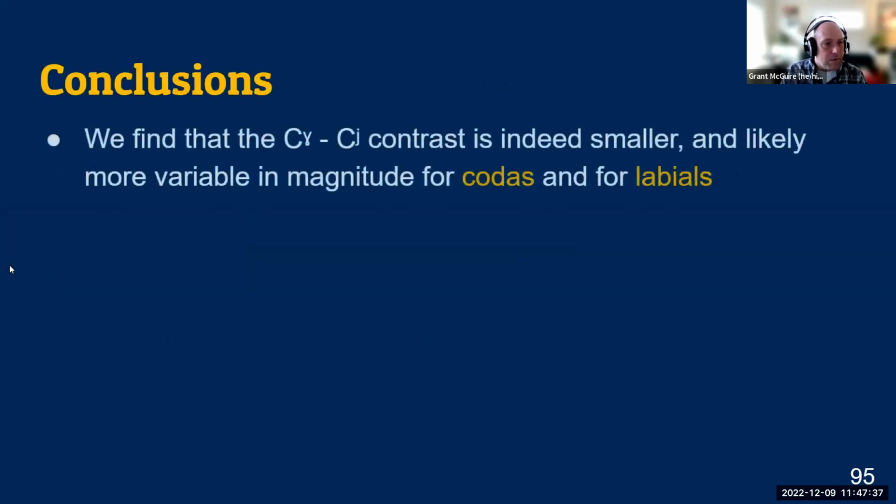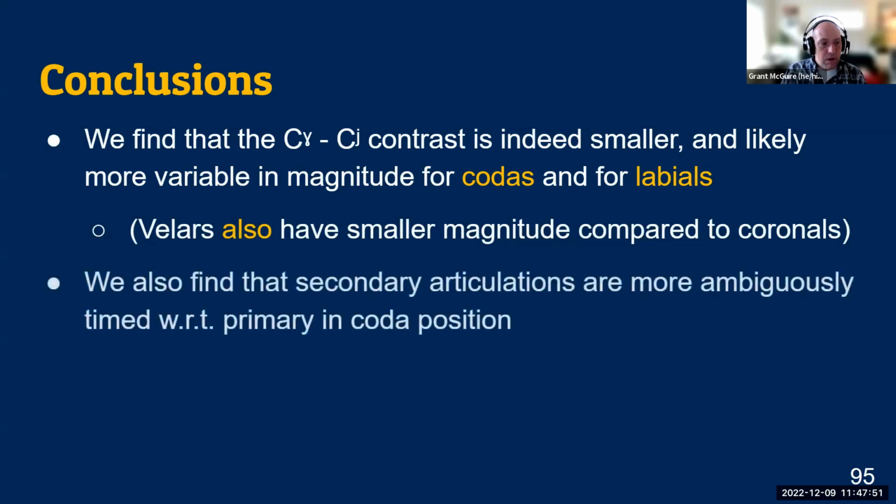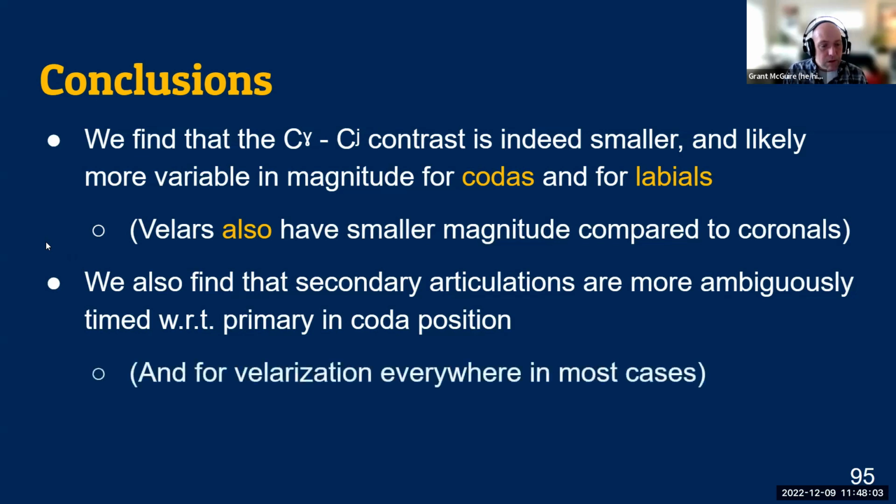Okay. So we find that the velarization-palatalization contrast is indeed smaller and likely more variable in magnitude for codas and for labials. Velars also have a smaller magnitude compared to coronals. We also find that secondary articulations are more ambiguously timed with respect to primary gesture in coda position. And we also find this for velarization almost everywhere.